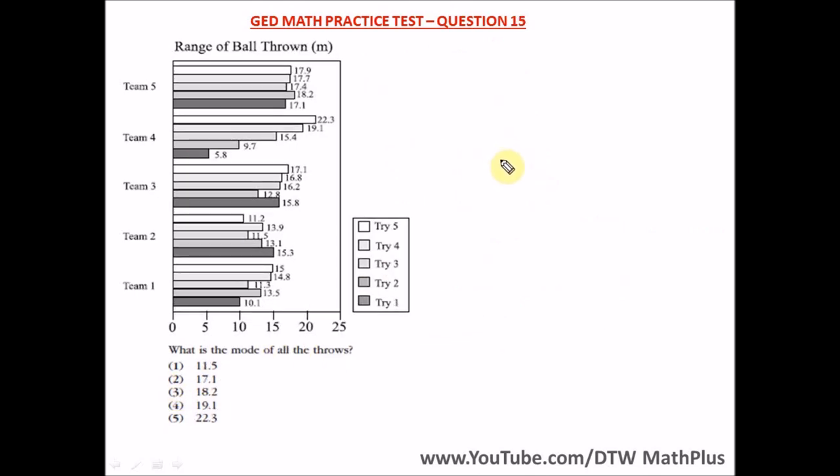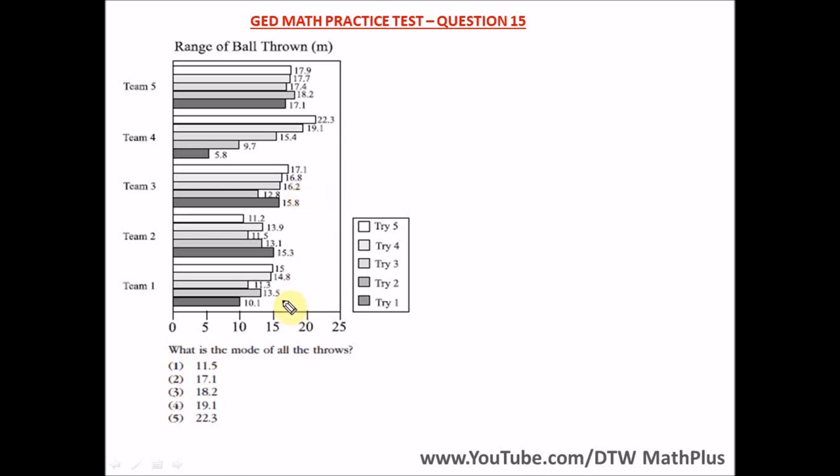Question 15 of the GED math practice test part 1, that's the part with calculator. We're still on this graph, and this is the final question on this particular graph and chart. It says, what is the mode of all the throws? In statistics, what's the definition of mode? The definition of mode is the most frequently occurring number. So among the lengths, the number that occurred more than once is the mode.